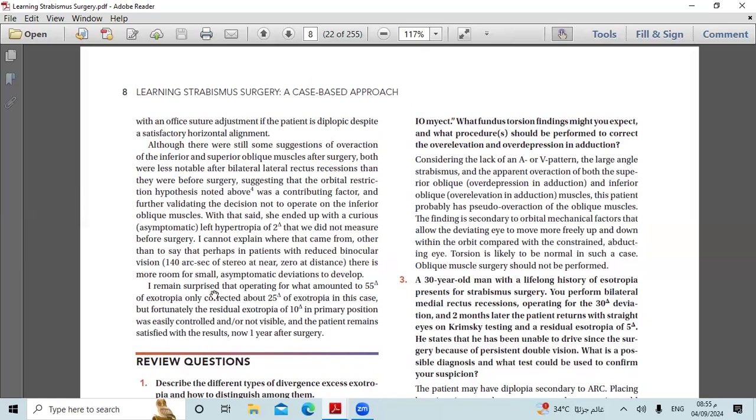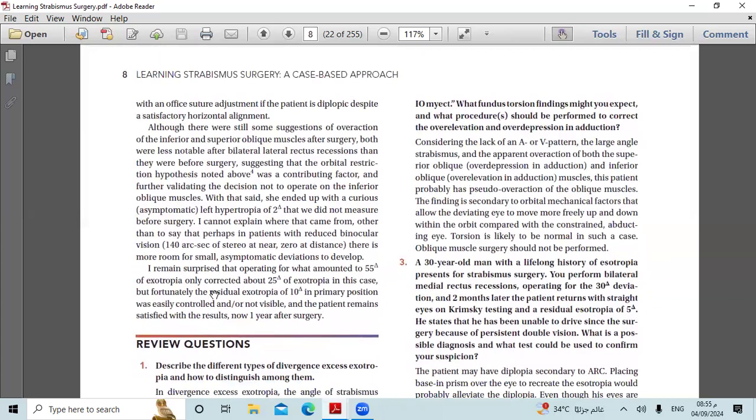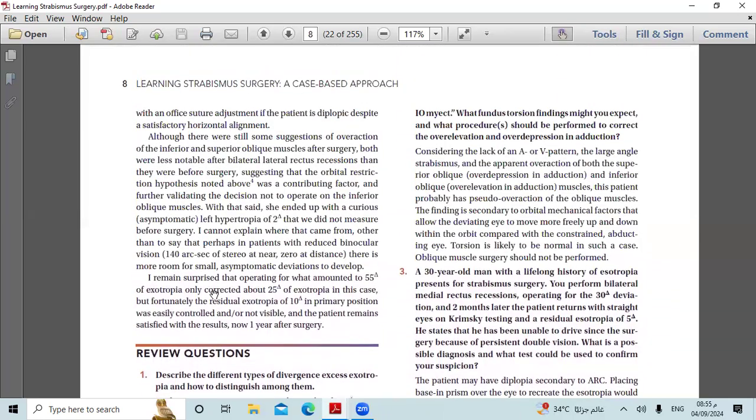Inferior, and what, inferior oblique myectomy. Myectomy. Yes. The author means myectomy. It's a weakening procedure for the inferior oblique.